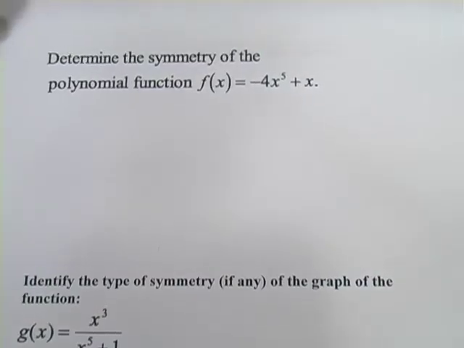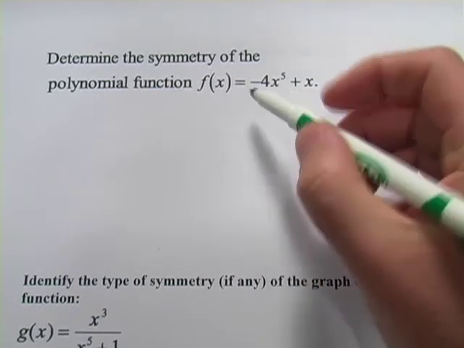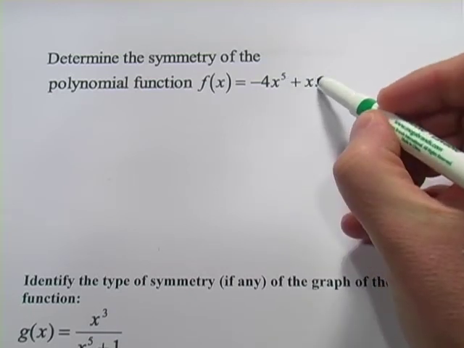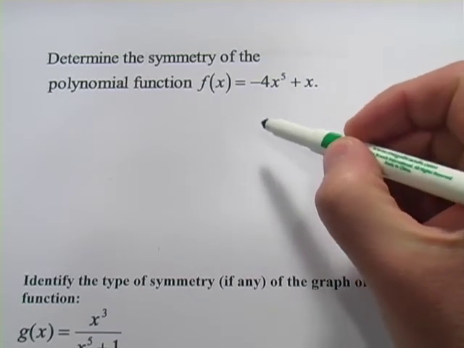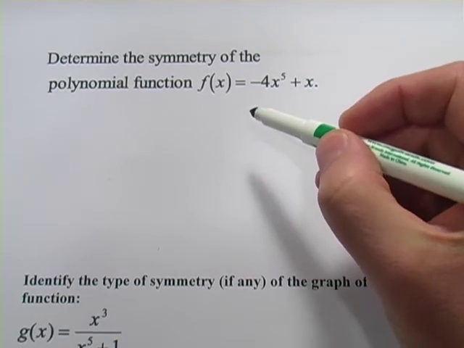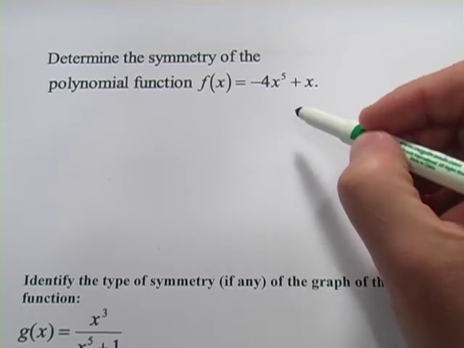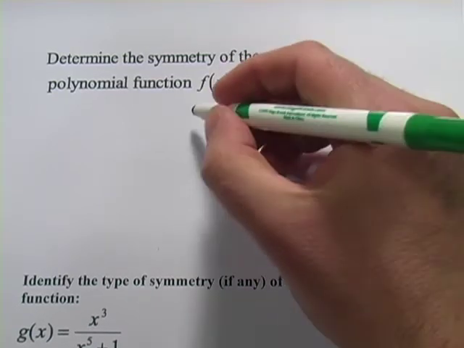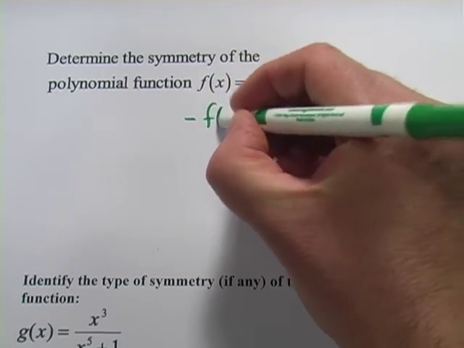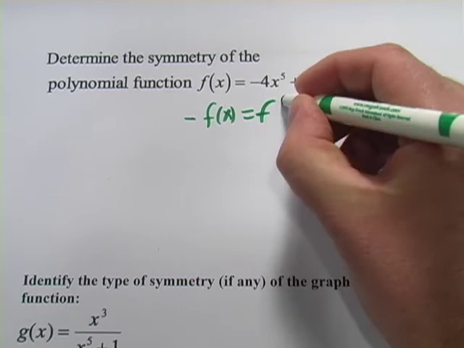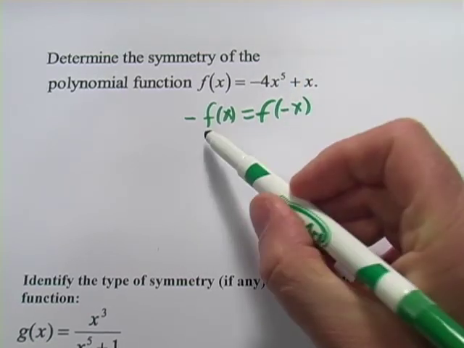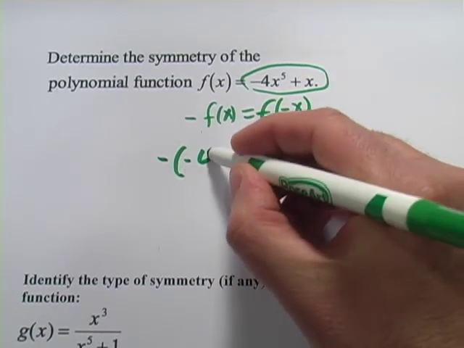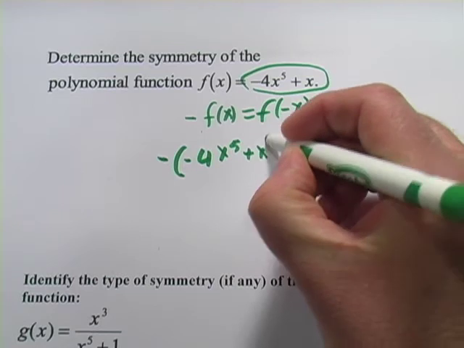This first one says determine the symmetry of this polynomial function, negative 4x to the fifth plus x. And I'm seeing a fifth power and a first power. They're all odd powers. So the first thing that occurs to me is that this might be an odd function. So if it is an odd function, it's going to have symmetry about the origin. But let's test it. Remember, the test for the odd function is that the negative of the whole function equals f of negative x. So how do I write negative of the whole function? Well, I'm going to take this whole thing and put it in parentheses with a negative sign on the outside. And we'll simplify that later.